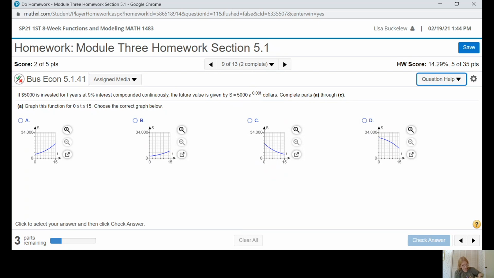My document camera is not working at the moment, so I'm having a difficult time trying to show you on paper how this stuff works, but a lot of this is calculator stuff anyway. Okay. By the way, this means that you had an initial investment of $5,000 and it's growing at an annual rate of 9%. So those numbers actually have meaning.